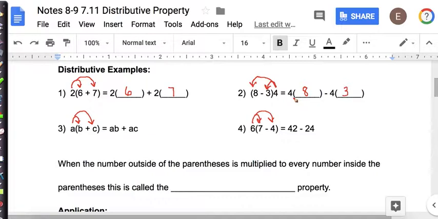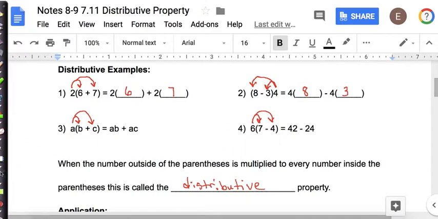So when we use the distributive property, we want to think candy. Candy gets distributed to both parts. And as you saw if you were in class, I distributed candy to both parts of the room. So when the number outside of the parentheses is multiplied to every number inside the parentheses, this is called the distributive property. Or the candy property, because when you distribute candy, you want to make sure you do it equally to both parts.